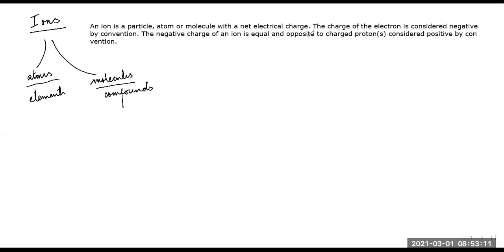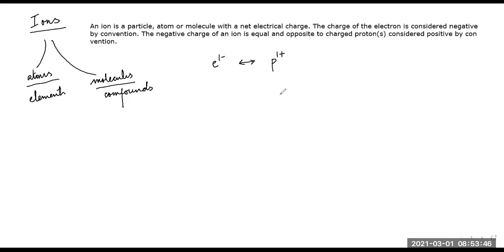Well, the charge of an electron is considered negative. We know that one electron carries one negative charge, as opposed to one proton with one positive charge. The negative charge of an ion is equal and opposite to the charge of the proton or protons, right? Considered positive by convention. Well, see students, let's discuss how ions are formed.